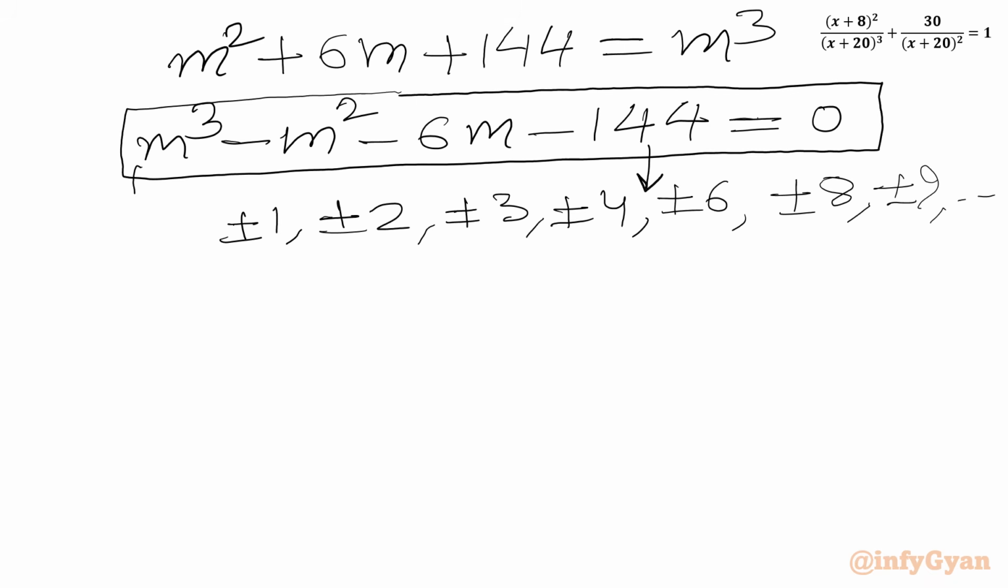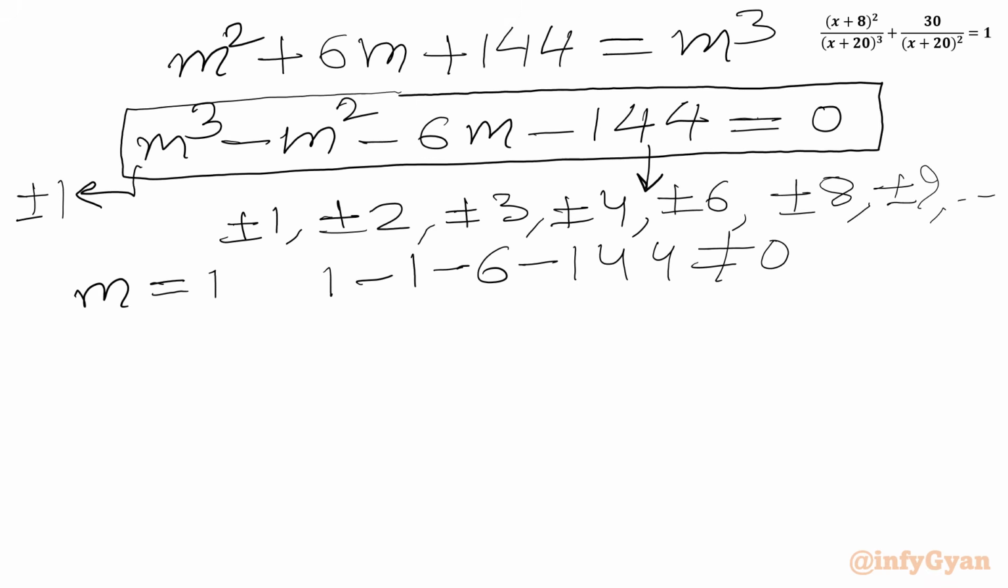Now the leading coefficient is 1, so eligible factors will be plus minus 1 only. Now we will consider the ratio of constant to leading coefficient factors. If I plug in m equal to 1, will it satisfy? 1 minus 1 minus 6 minus 144. It won't.